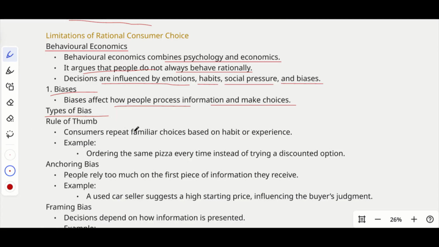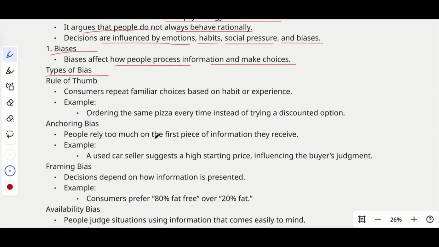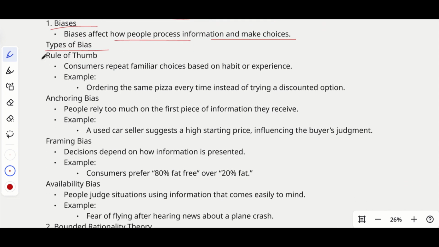So there are some types of biases. Let's dig in deep. First thing is rule of thumb. What is rule of thumb? What do you mean by that? Consumers repeat familiar choices based on habit or experience. For example, ordering the same pizza every time instead of trying a discounted option.